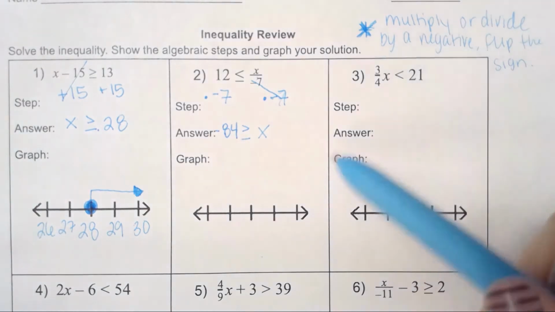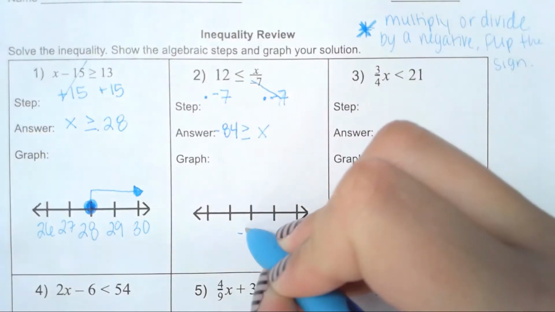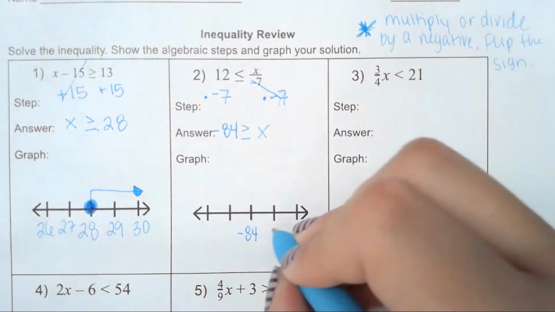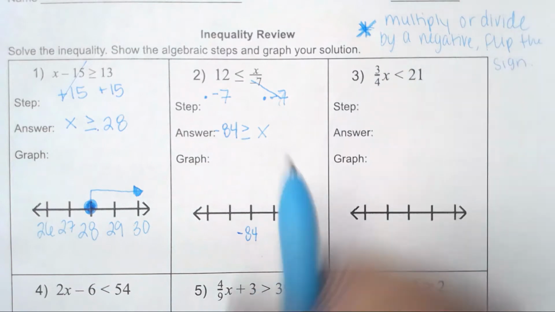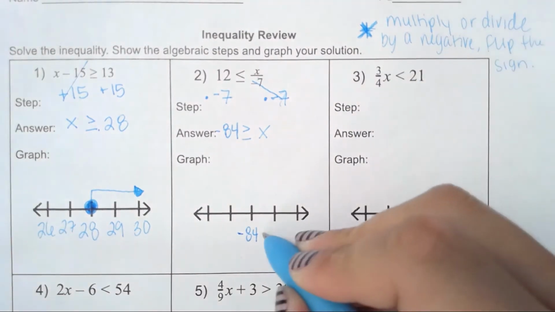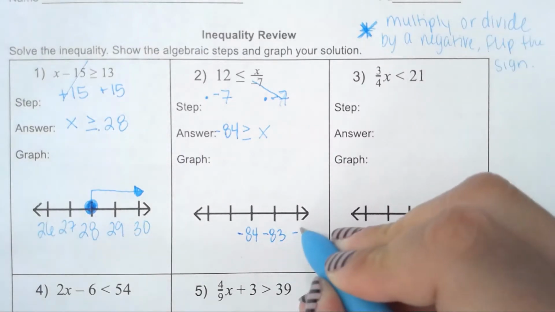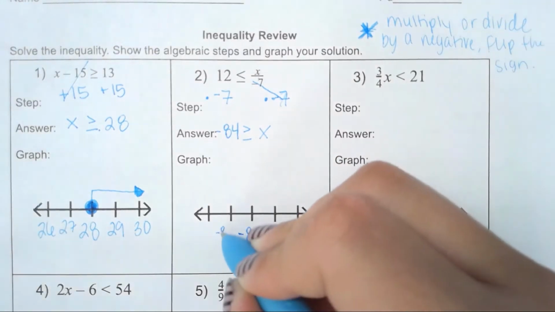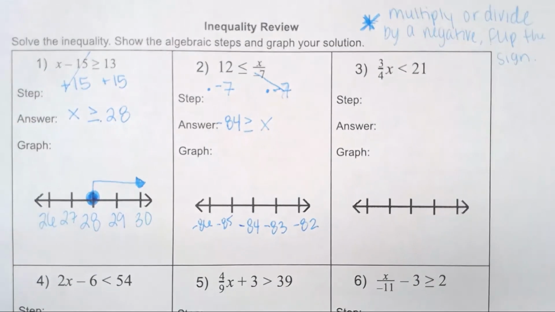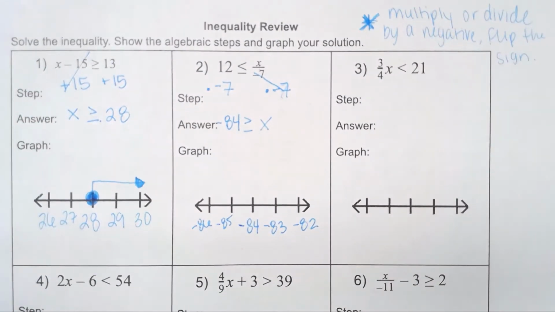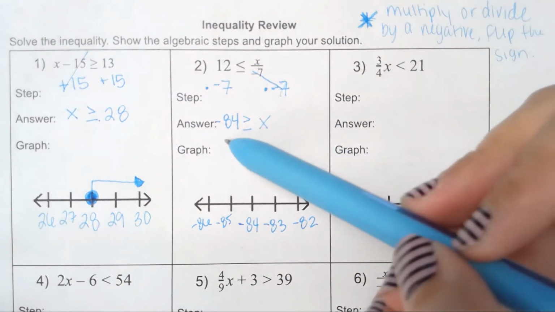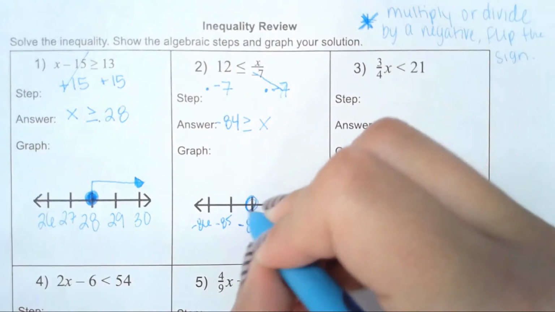All right, so now we're going to graph it. -84 was our answer, so that's the number that goes in the middle on the number line. One number to the right, since I'm on the negative side of my number line, remember that I have to think backwards. So this would be -83, -82, and then -85, -86. And then will this be an open or a closed circle? There's that equal to line, so that means that it's going to be closed.